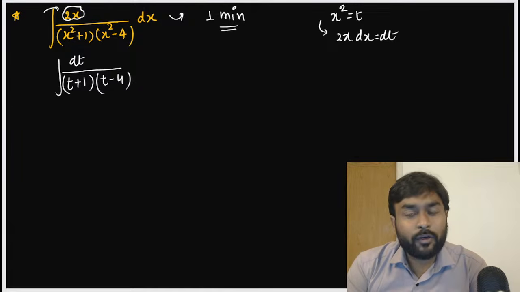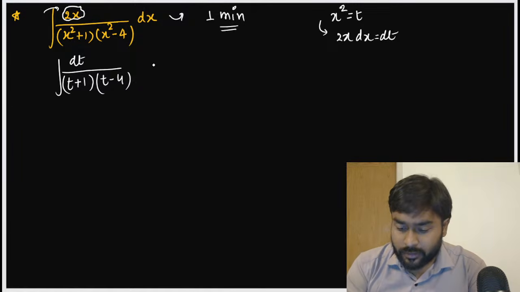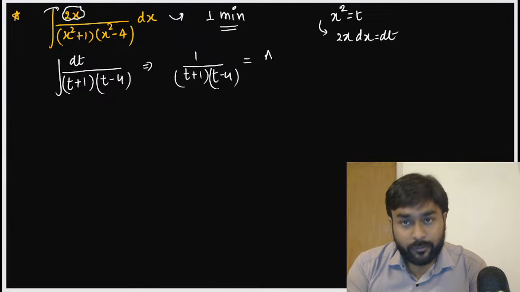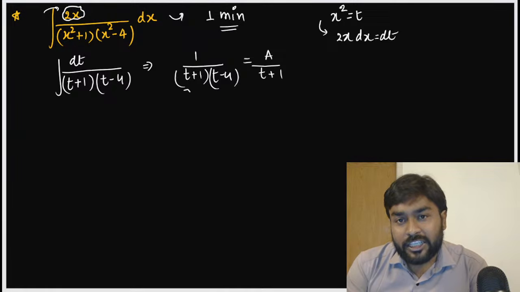So after this, what will we do? We will use partial fractions. So how are we solving? We are solving like this. 1 by t plus 1 and t minus 4. This you can write as a by t plus 1. Here also I will tell you the concept. If here we are writing a linear function, this is linear, correct?